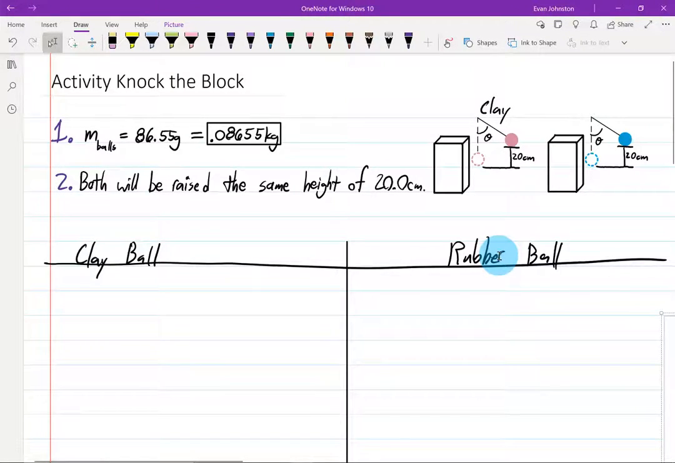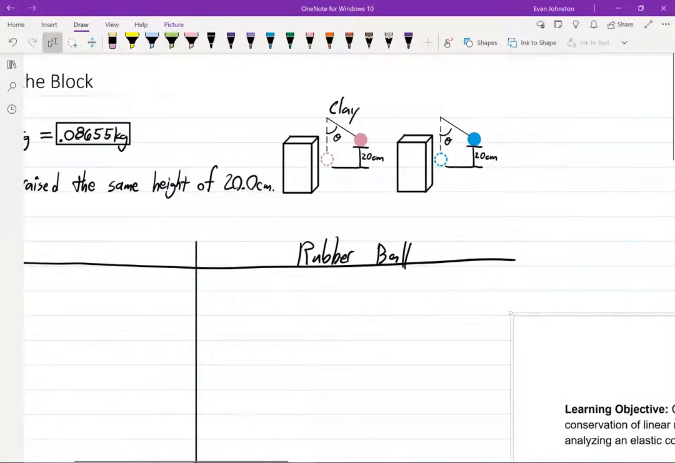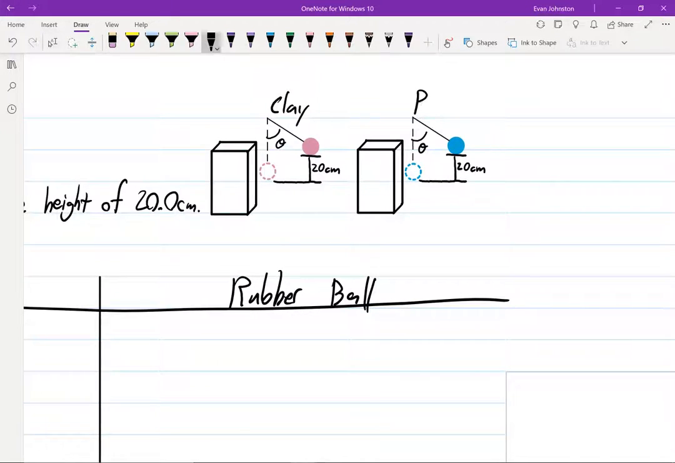So hopefully you already watched the Knock the Block activity, saw it in class. If not, my quick overview is that we had a clay ball and a rubber ball. The clay ball was kind of this pinkish color. The blue was the rubber ball. And they both have the exact same mass.